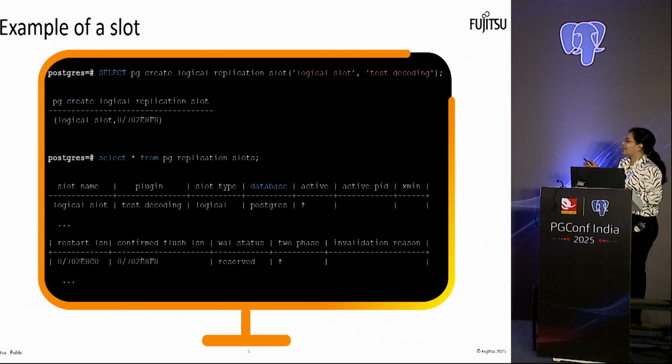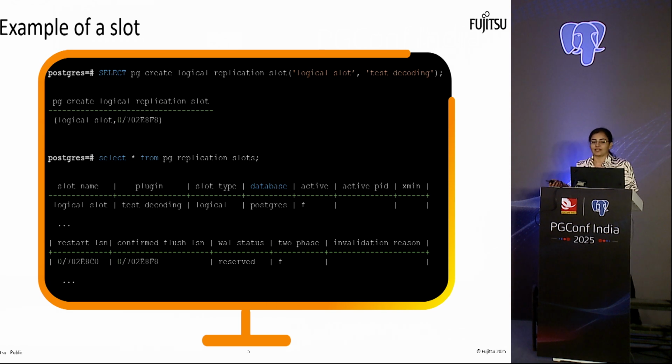So you can see here I created a logical slot using the SQL function pg_create_logical_replication_slot. I specified the slot name as logical_slot, and I also specified the plugin test_decoding. We also have another output plugin, pgoutput, if you have heard of it. As soon as I create this slot, if I want to view what information this slot holds, I can query the view pg_replication_slots.